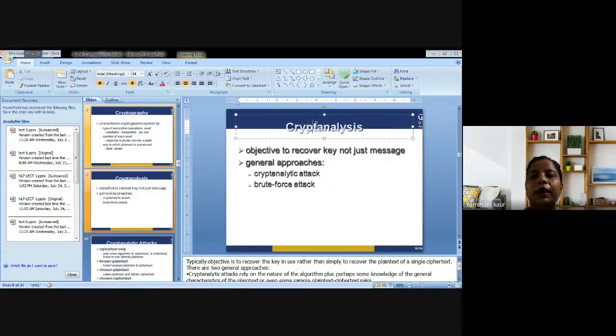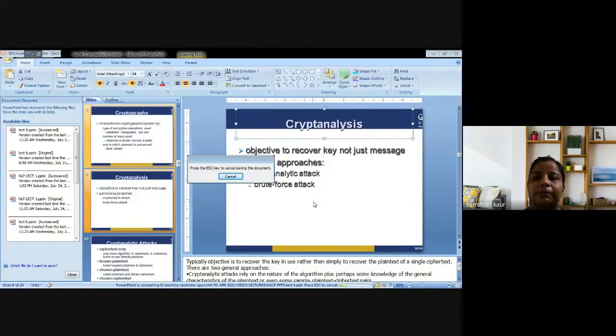Next is cryptanalysis. What is basically cryptanalysis? The objective is to recover the key, not just the message. There are two approaches that are associated with the same: the cryptanalytic approach and the brute force attack. So there are two types of techniques that could be used for the same.